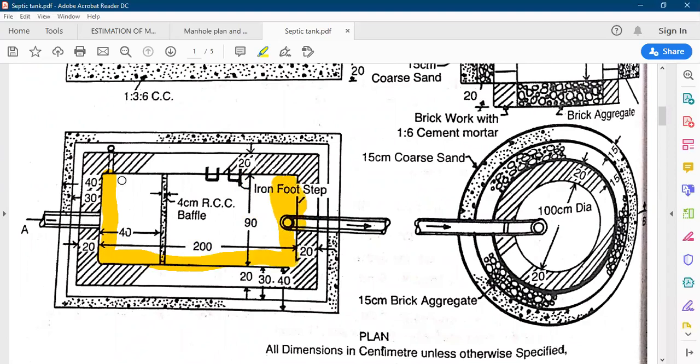This is the total area of plastering inside the septic tank. So this is to be plastered, right? This area is calculated as the total length, that is 200 centimeter, which we can see here.